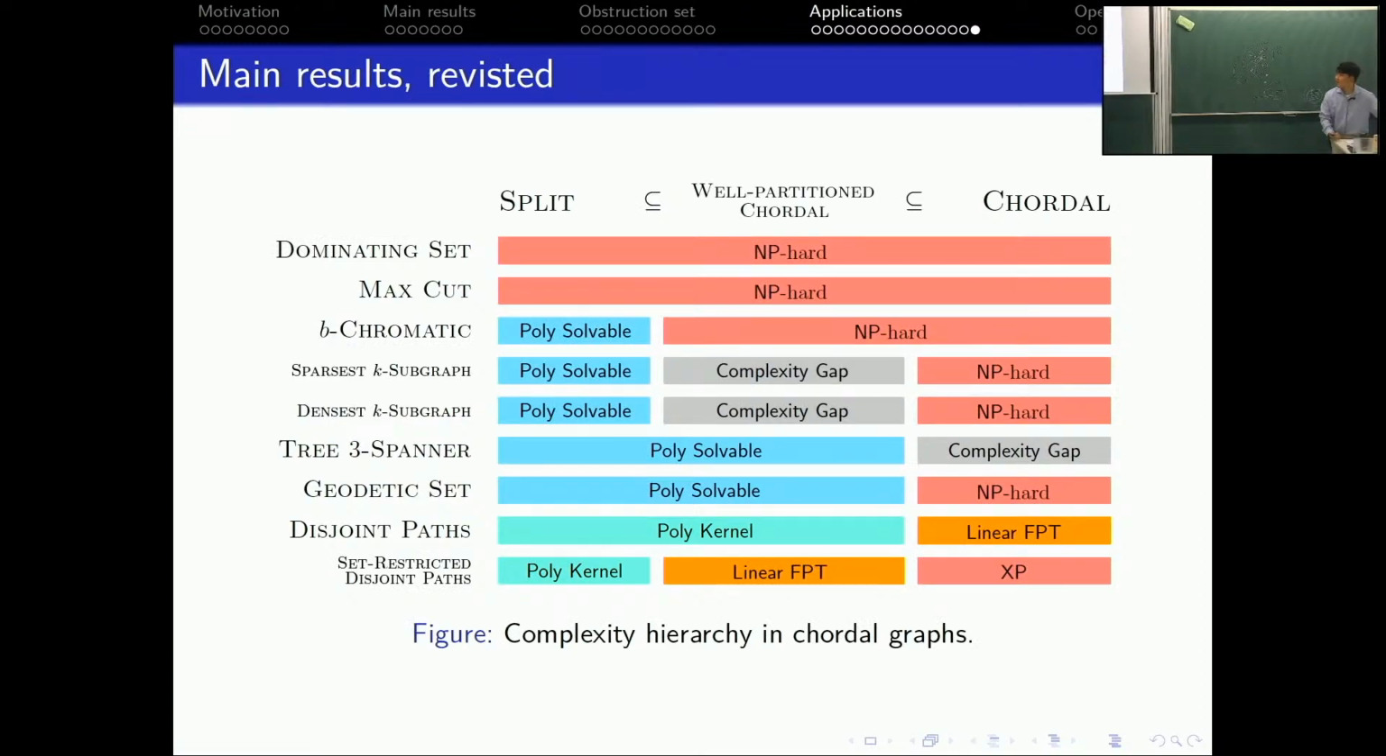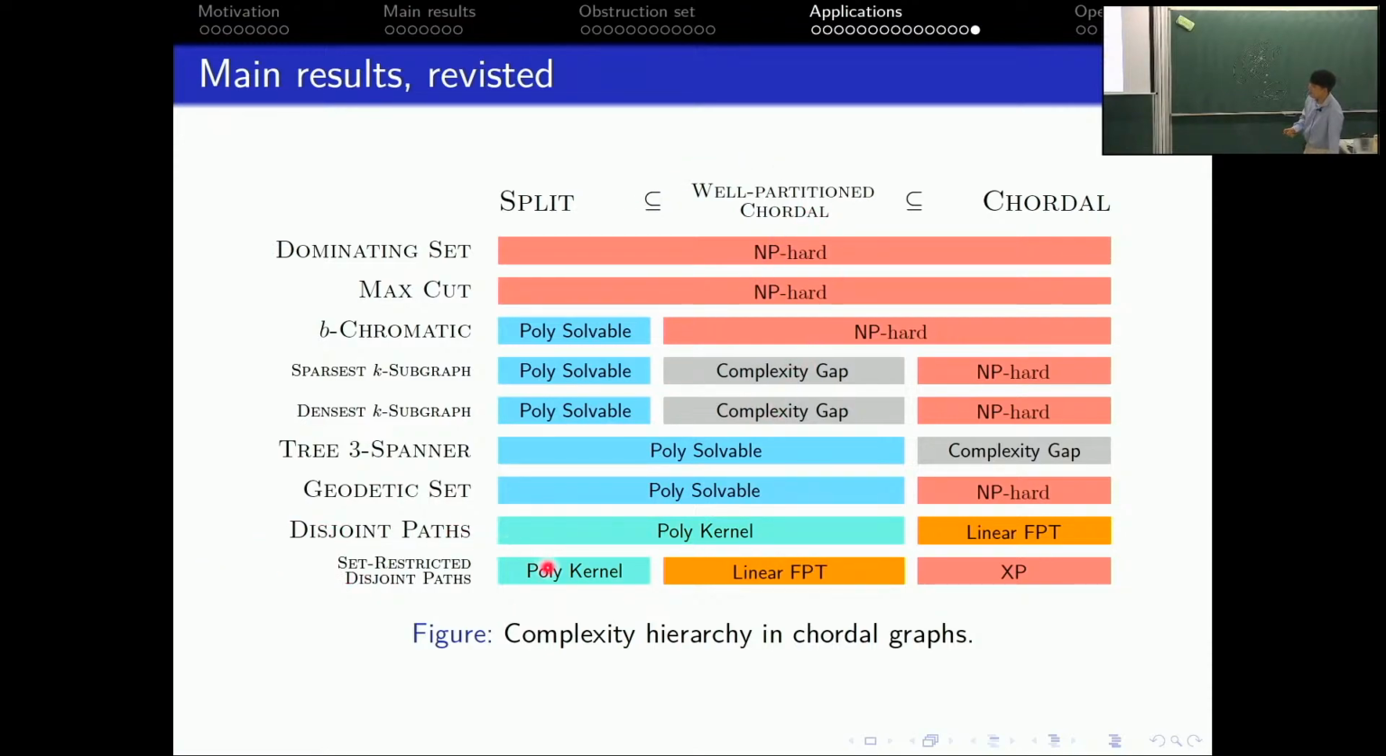So let me summarize our main research. We have several problems. Some of them are hard on split graphs. Of course, they are hard on all the superclasses of split graphs. But some of them are easy on split graphs, but hard on chordal graphs. So we try to fill this complexity gap between split and chordal graphs. That's the motivation of well-partitioned chordal graphs. And we show that these three, spanner and geodetic set, are also polynomial-time solvable on well-partitioned chordal graphs.